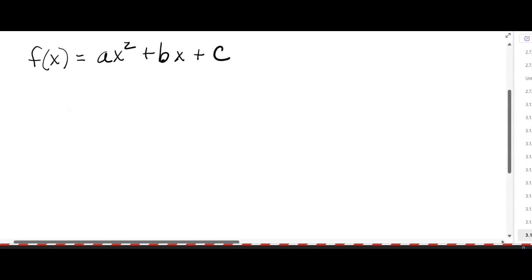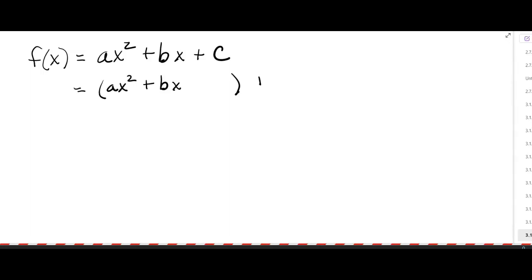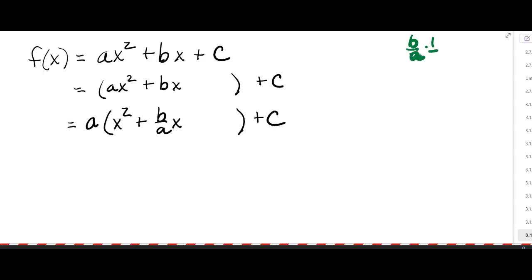Okay, so we're going to complete the square. So we're going to take ax² + bx, put those in parentheses, and put the c over here. We're going to factor out the a. And then we have to find half of that. So we have to take b over a, times 1/2, and then square it. And that's going to give us b² over 4a².